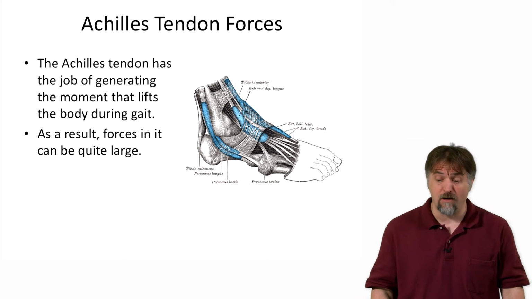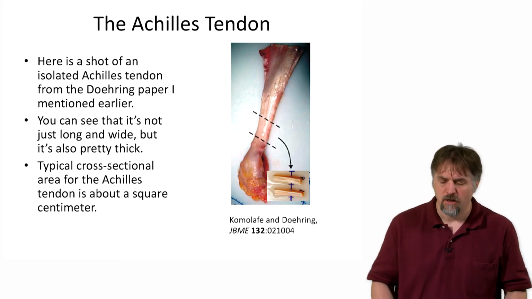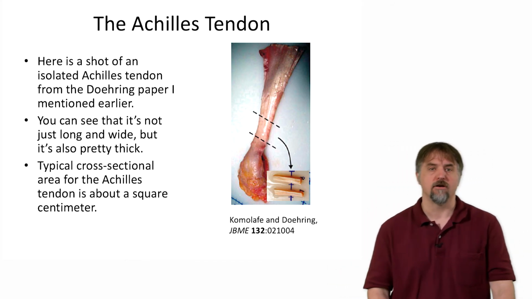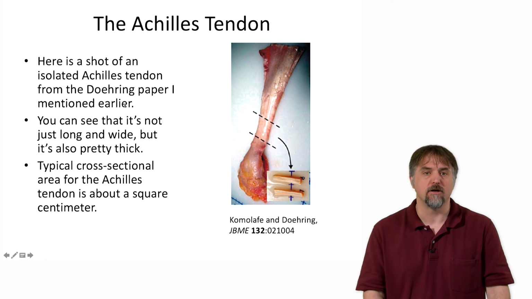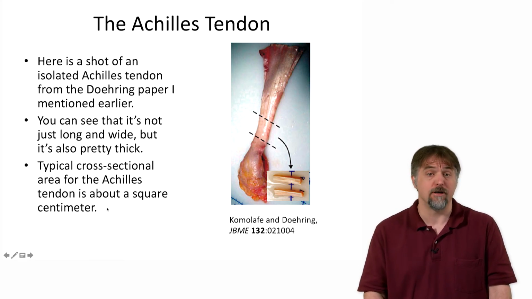Those forces can be very, very large, right? We have multiple times body weight, even in normal gait, just when you're walking around. And so it's a big tendon, right? Here's a picture of an isolated Achilles tendon from the Doring paper I mentioned earlier. So that's where we got the data from. You can see it's not just long and wide, it's thick, it's just a big tendon. Its cross-sectional area can be on the order of a square centimeter, which is very large for a tendon.